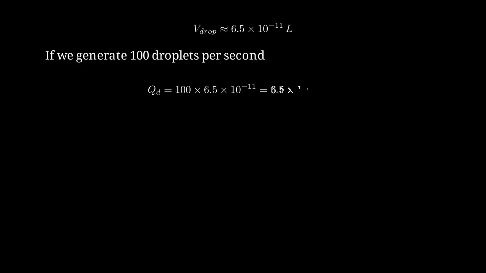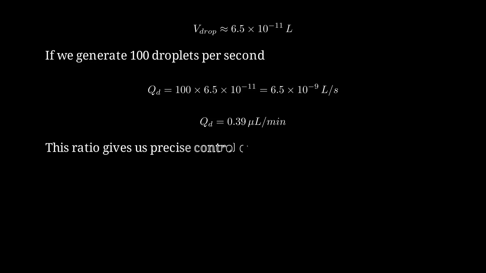The dispersed phase flow rate needs to be 100 times the single droplet volume per second. That's 6.5 times 10 to the negative 9 liters per second. Converting to microliters per minute, we get about 0.39 microliters per minute. So our flow rate ratio is about 1 to 250. This ratio gives us precise control. If we want smaller droplets, we decrease the dispersed phase flow rate or increase the continuous phase flow rate.